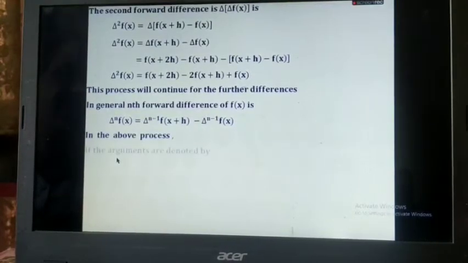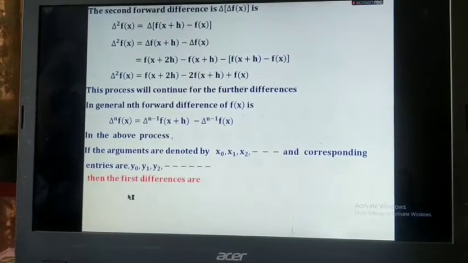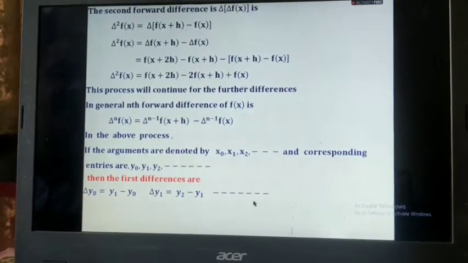In the above process, you may change little things if the arguments are denoted by x0, x1, x2, x3, and so on, and the corresponding entries are taken as y0, y1, y2, and so on. Then the first differences in terms of y0, y1 are written as delta y0 equal to y1 minus y0, delta y1 equal to y2 minus y1, delta y2 equal to y3 minus y2, and so on, to delta yn equal to yn plus 1 minus yn. So this is about the first finite differences in terms of y.